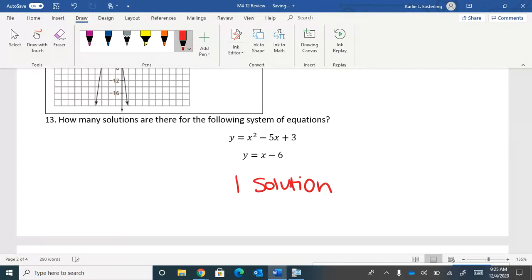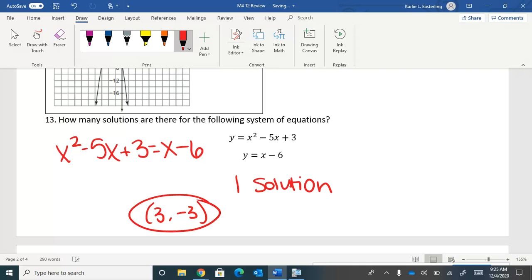If you did want to solve it to determine that there was one solution, you do what we did earlier and you set them equal to each other. So x squared minus 5x plus 3 equals x minus 6. Get it set equal to 0. You either do the quadratic formula, which is probably what I would do, and you get 3, negative 3 for your final answer.